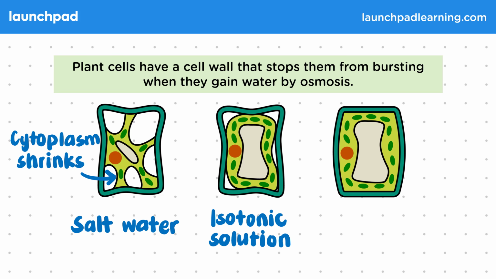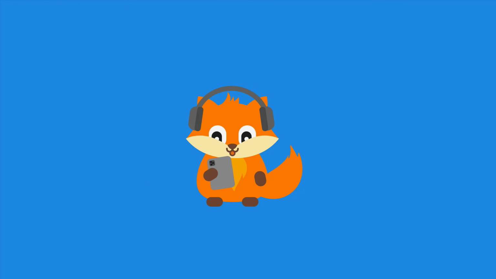Finally, this is what our plant cell would look like when placed into pure water. Because there's a net movement of water into the plant cell, it starts to swell up. However, this time, unlike in the animal cells, this thick cell wall prevents the cell from bursting, and it helps to maintain plant structure. Thanks for watching.